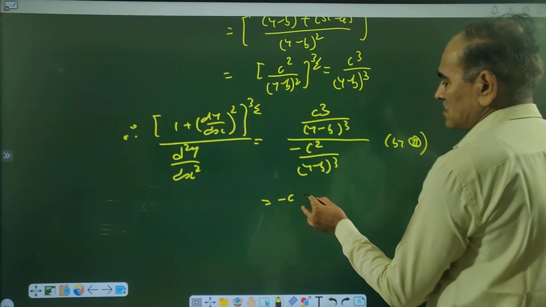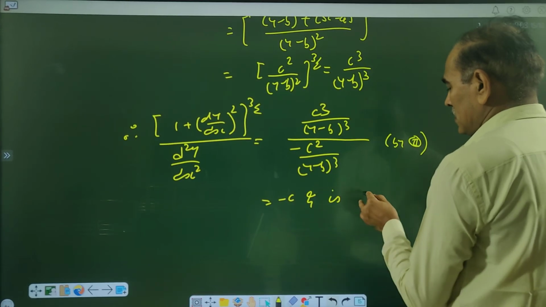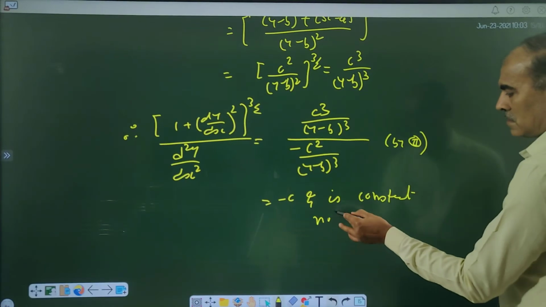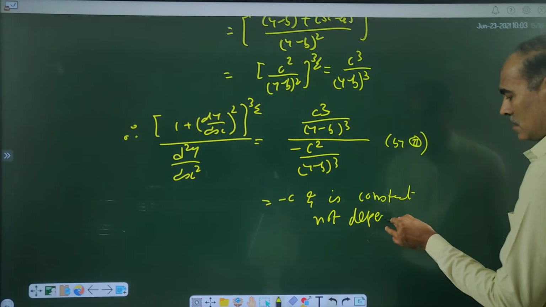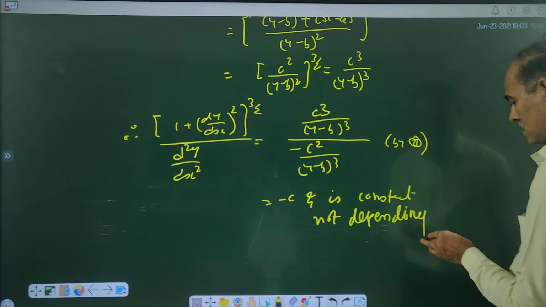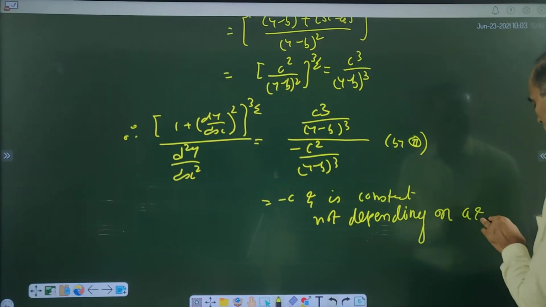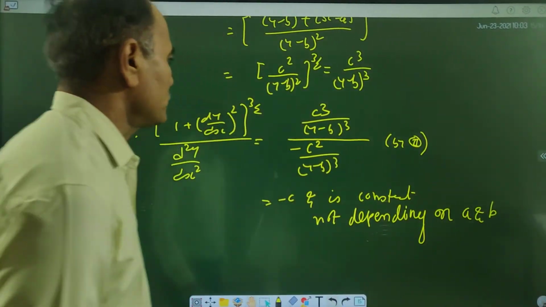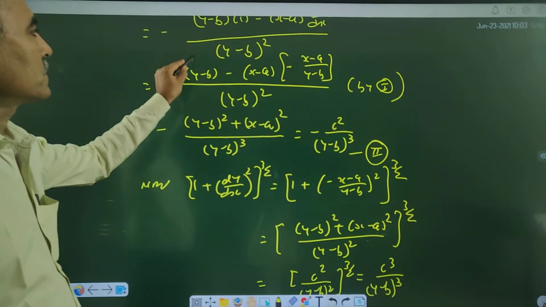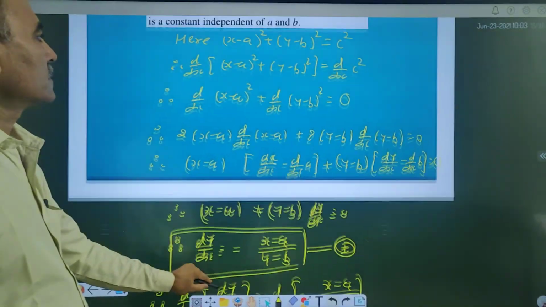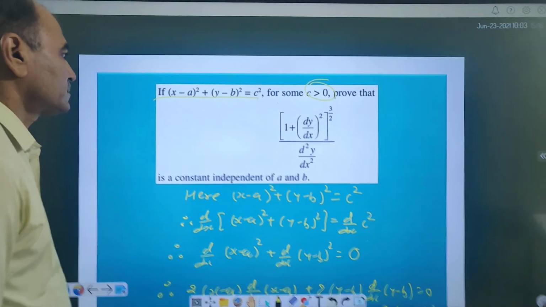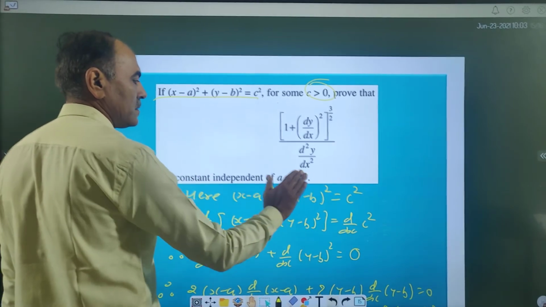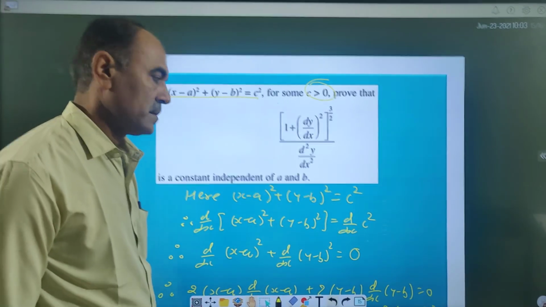So ultimately it comes out as c, and it is constant, not depending on a and b. That is the thing we wanted to prove. Prove that this one is constant, independent of a and b. Okay? Yes.